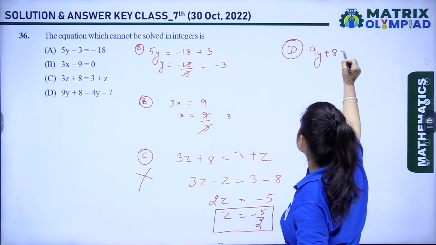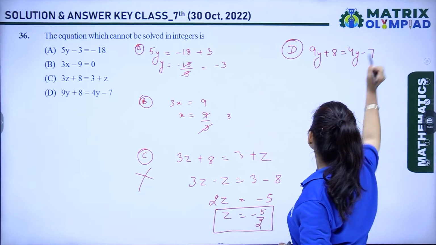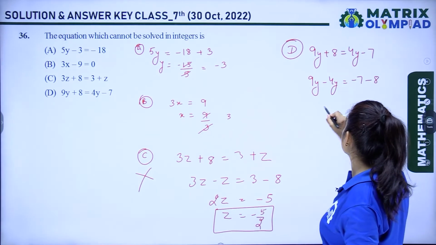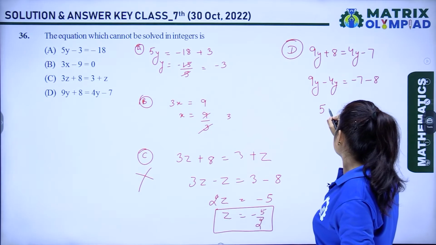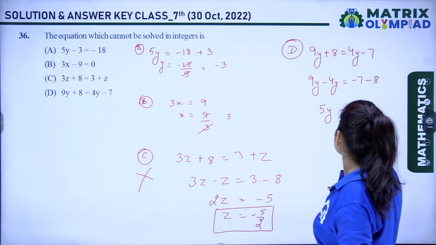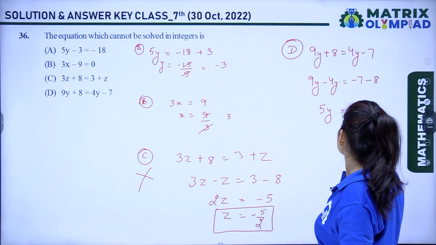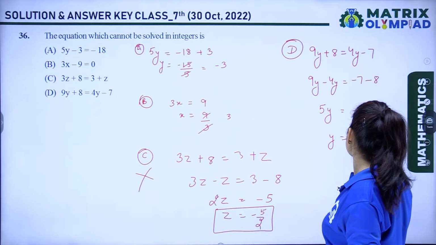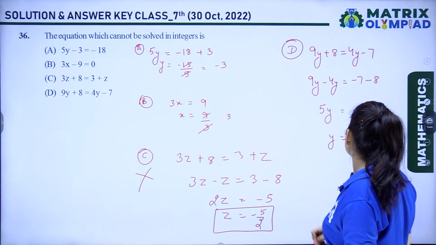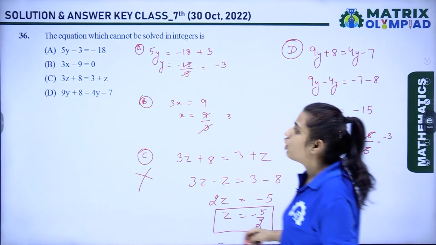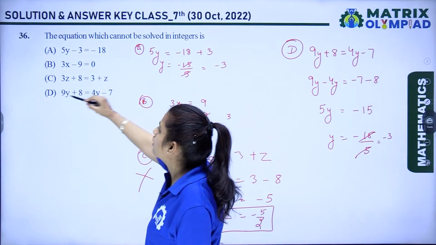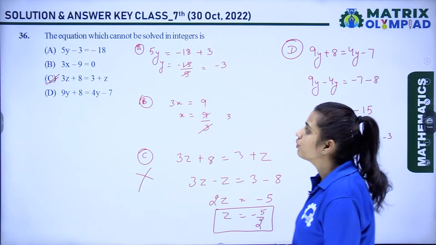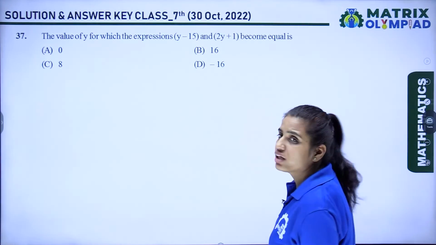9y plus 8 equal to 4y minus 7. So 9y minus 4y equal to -7 minus 8. Here we get 5y equal to minus 15. So y is equal to -15/5, that is equal to -3. So here option C is the answer, as it is showing -5/2. Now let's move on to the next question.